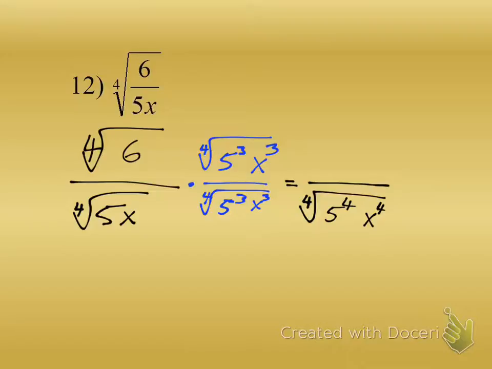Now, your denominator is going to be 5x. Your numerator, though, is different. Your numerator just is what it is. So you actually have to do the 5 cubed times the 6, and when you do those inside, that gives you 750, I believe. Yes. So you have the fourth root of 750 x to the third.